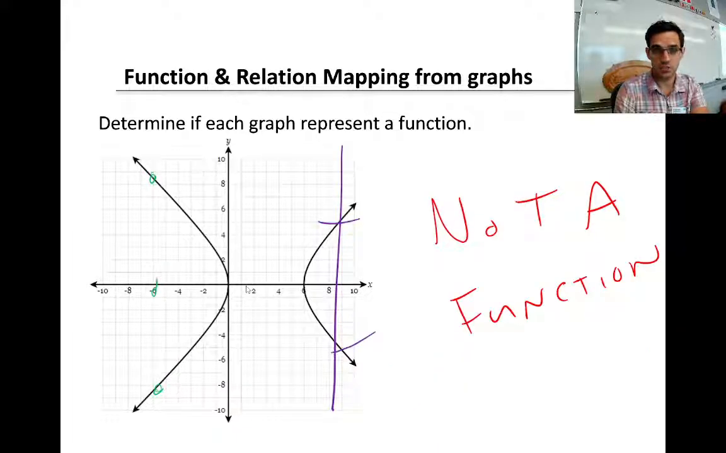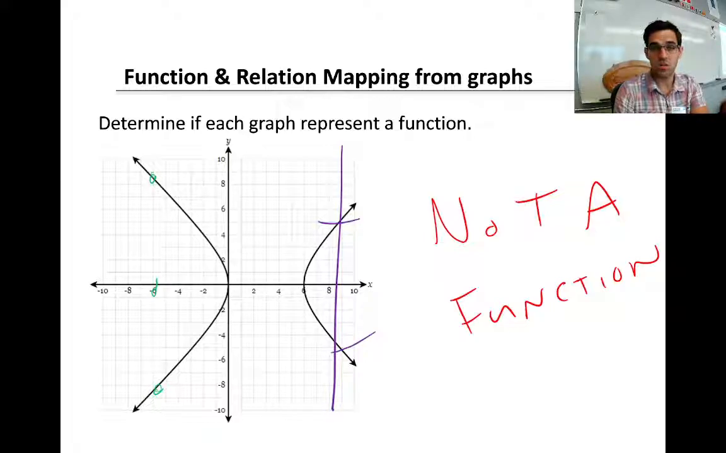However, this example is not a function. If I pick, for example, 8, I could go up to hit the curve and find an output, or I could go down and hit the curve and find an output. So if I do the mapping for this one, 8 would be an input element, but it would have an arrow going to 5, and it would have an arrow going to -5. So 2 arrows coming out of the same input, not a function.